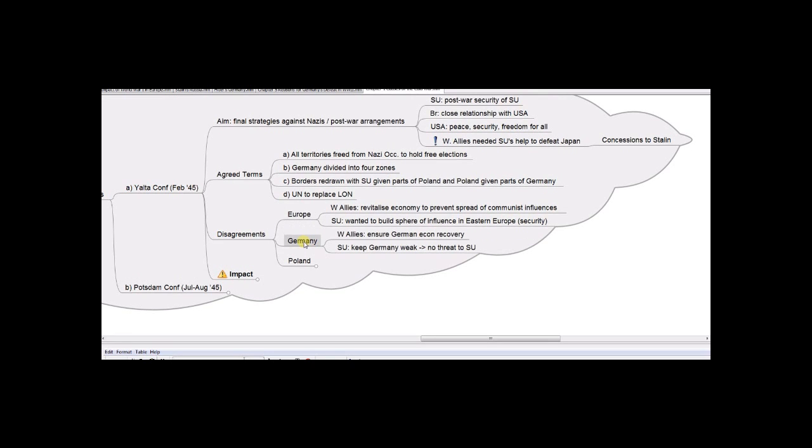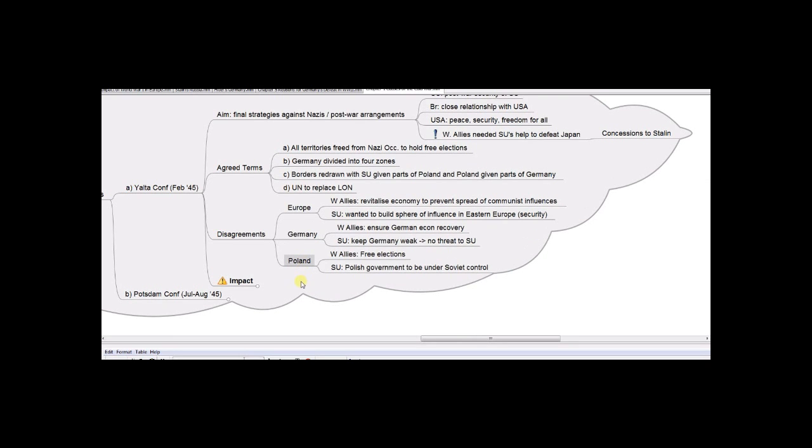And also Germany. They disagreed over the issue of Germany. Essentially, the Western Allies wanted to ensure that Germany would recover economically, again to prevent the spread of communist influences in Germany. However, the Soviet Union, having been invaded by Germany twice already in the 20th century, wanted to keep Germany weak so that they would pose no future threat to the Soviet Union.